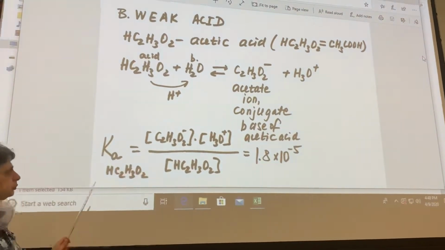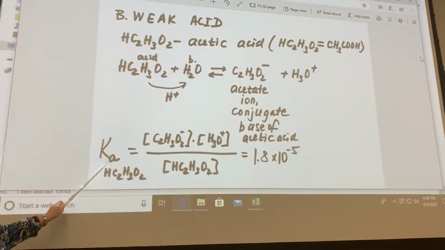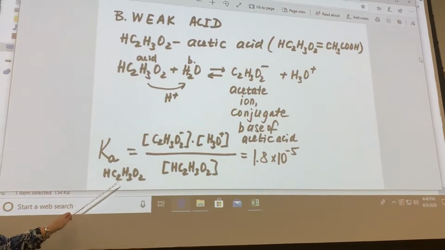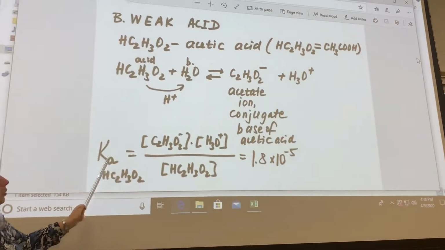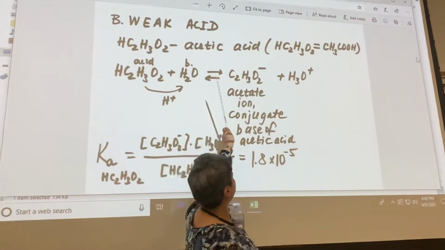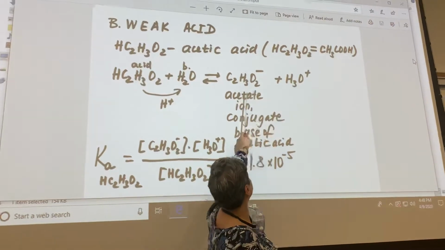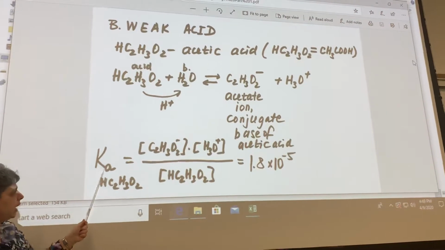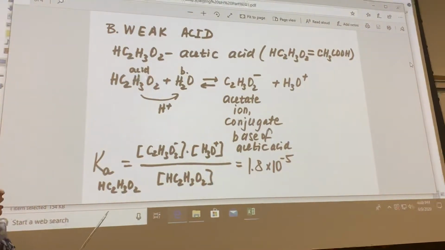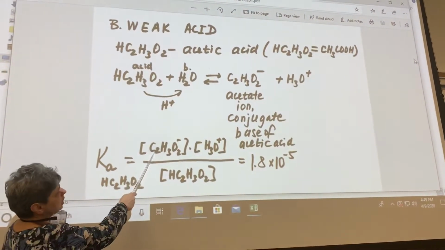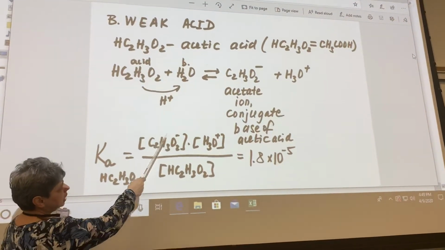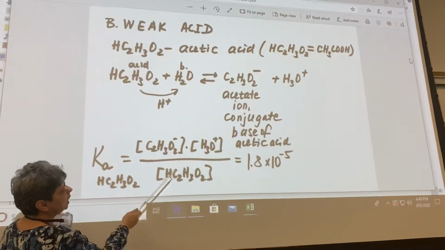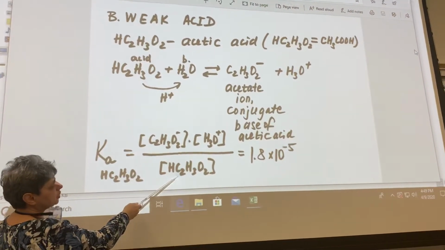And in fact, we can write an expression for Ka, which is an equilibrium constant expression for acid dissociation. As you know, equilibrium constant is written as concentration of products at equilibrium divided by concentration of reactants at equilibrium. So for Ka of acetic acid, the expression will contain equilibrium concentration of first product, which is acetate, times concentration of the second product, which is hydronium ion, divided by equilibrium concentration of acetic acid.